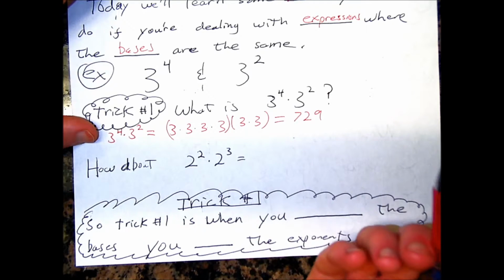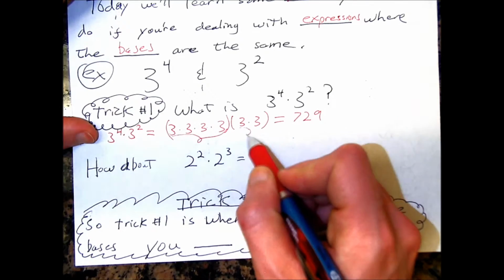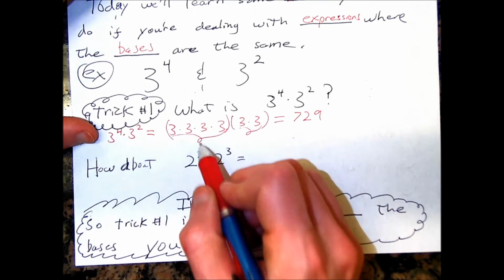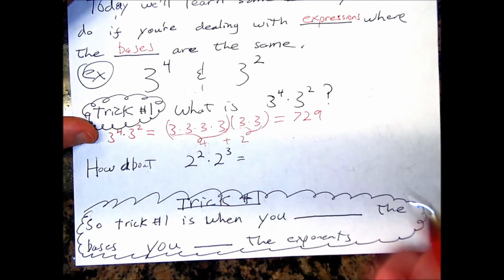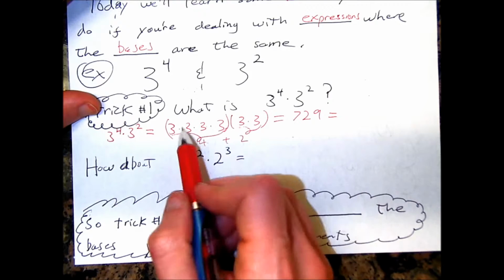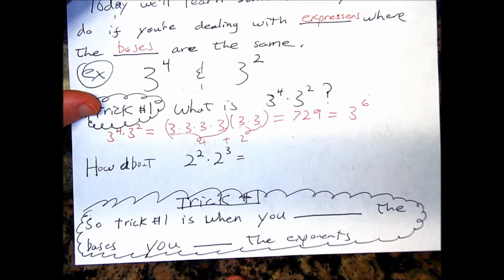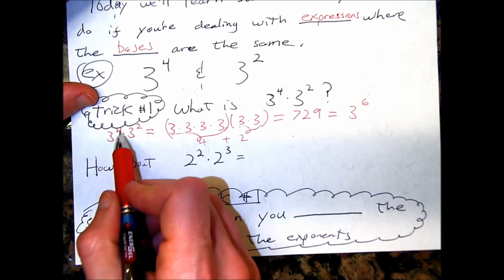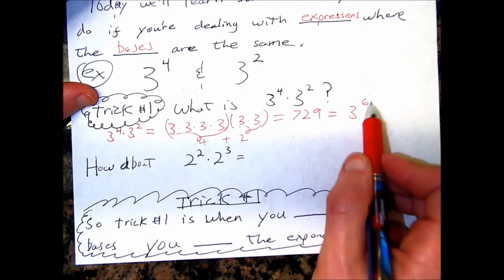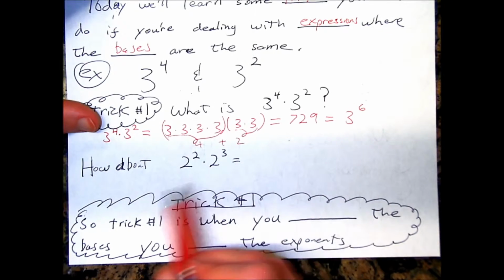Well, let's just count the number of threes. I have 4 threes here, and I have 2 threes here. So 4 plus 2 is 6. So instead of writing it 3 times 3 times 3 times 3, I could just write 3 to the power of 6. So 3 to the 4th times 3 to the 2 is 3 to the 6. So let's do it with another one just to clarify.